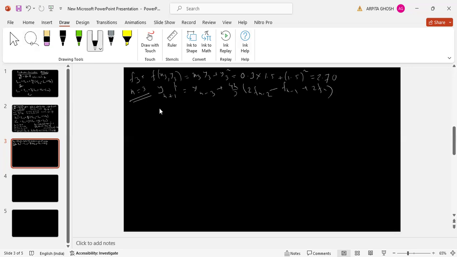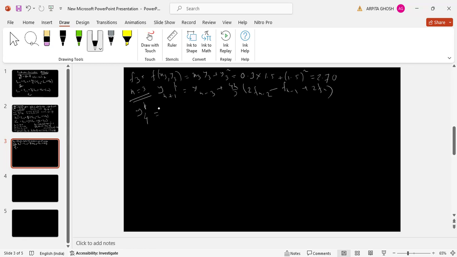Now we are putting n equal to 3. If you put n equal to 3, it will be your y4 predicted. We need to find the value of y when x equal to 0.4 and the gap between two consecutive x is 0.1. So y at the point 0.4, that is nothing but our y4. We are going to find y4 only.